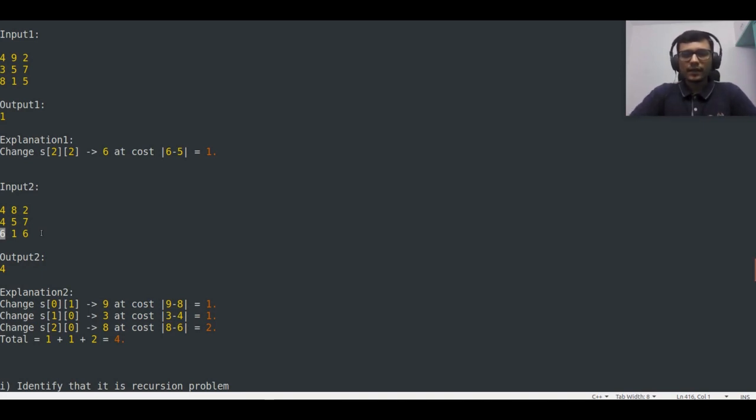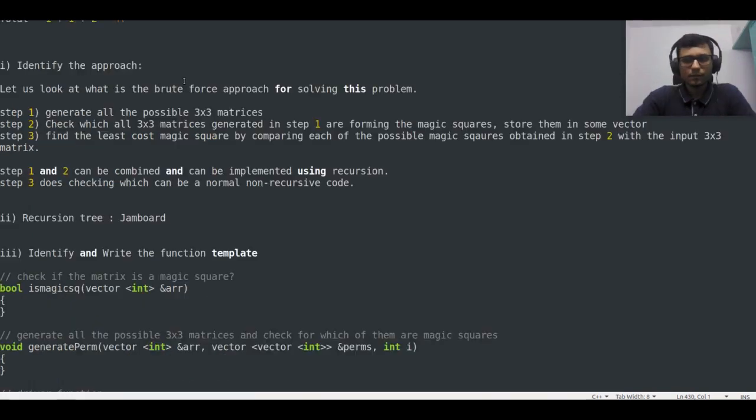Okay, so now the problem is clear, right? That we are given an input 3 cross 3 matrix, and we want to convert that input 3 cross 3 matrix into the magic square, and that too at the minimal cost. Okay, so now we'll look into how to solve this problem.